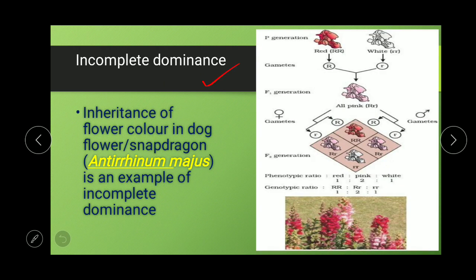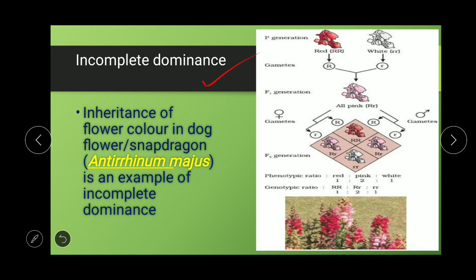Now incomplete dominance. So we have seen what is dominance, that is the dominant and recessive character. But here incomplete dominance means the dominant character is not complete. So not complete means one of the alleles is not able to suppress the effect of another allele to the 100% extent, you can see.